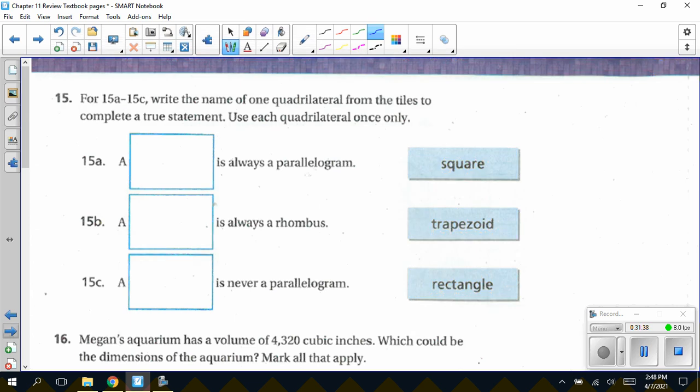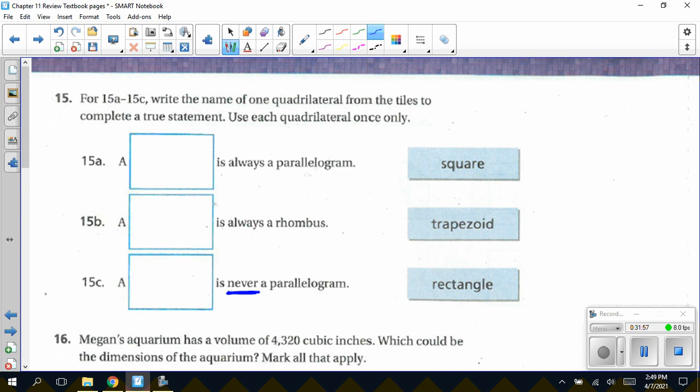Your book is a little bit different than my page right here. Notice for C, this word on your book is sometimes. I want you to change that to the word never. And now we're going to go ahead and fill in the number or the words from the tiles to complete and make each statement true.